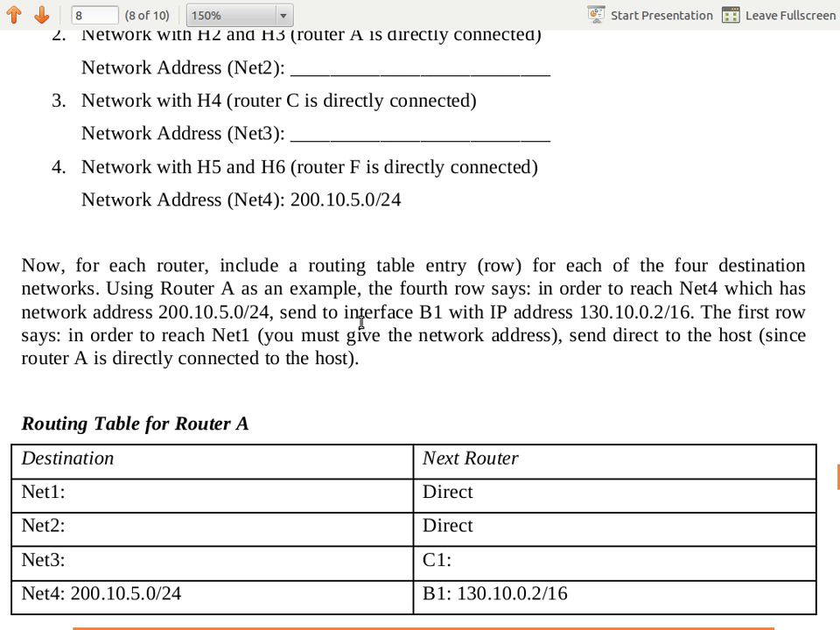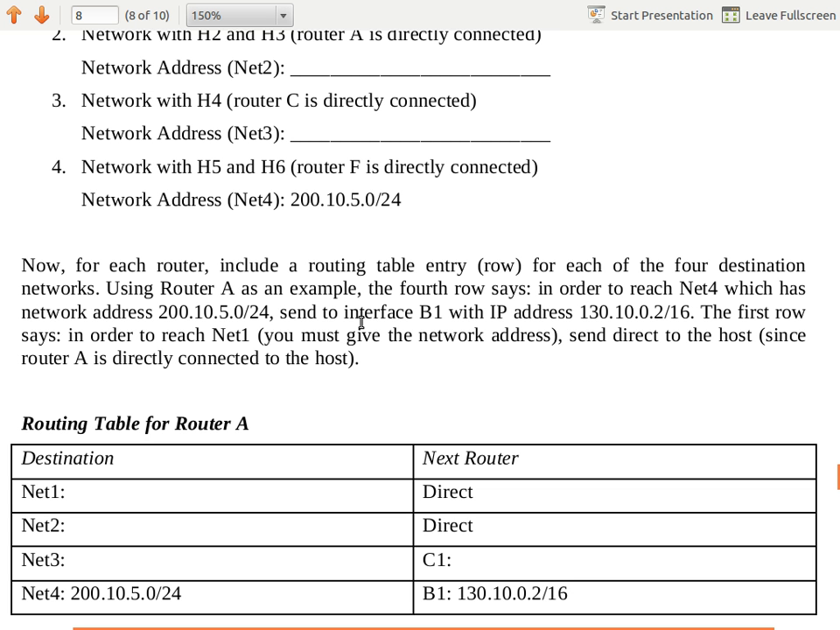Here, if A wants to reach F, more precisely network 4, send to B, specifically interface B1. And this is the IP address for B1, this is the network address for network 4. Okay? Clear?